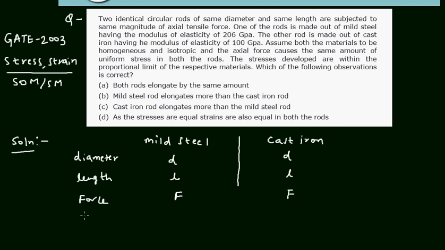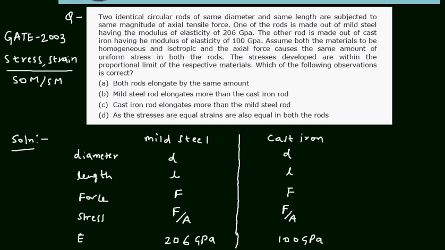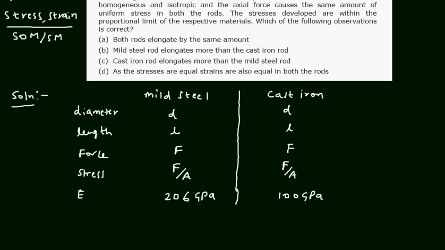What about the stress? Since the diameter is same, cross sectional area is same for both the rods, mild steel rod as well as cast iron, and stress is also same because force is same, area is same, force per unit area. Okay, and what about elastic modulus E? For mild steel it is 206 gigapascal and 100 gigapascal for cast iron.